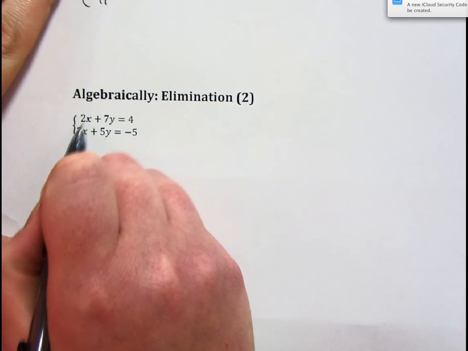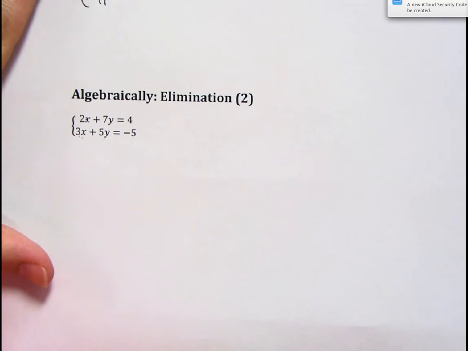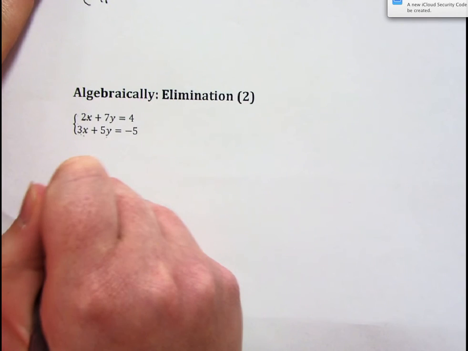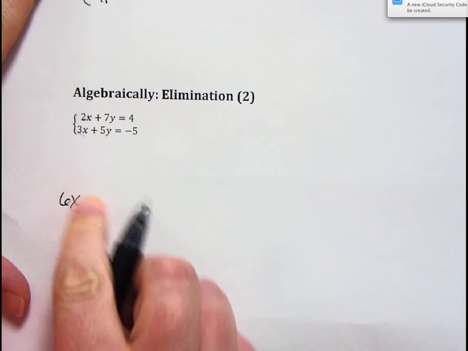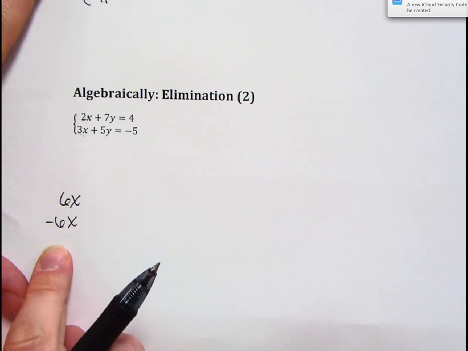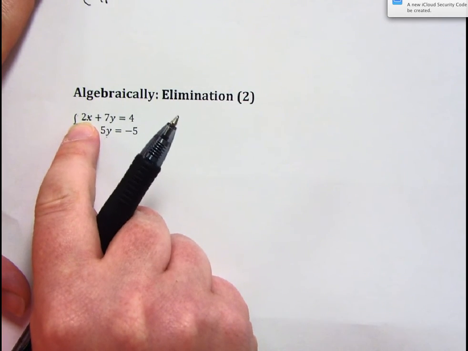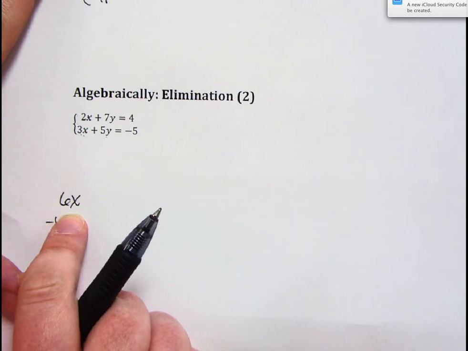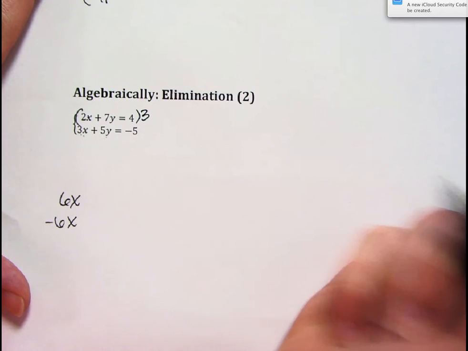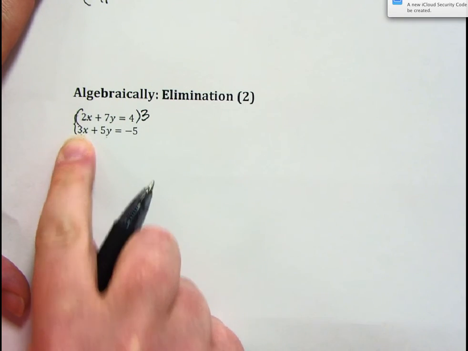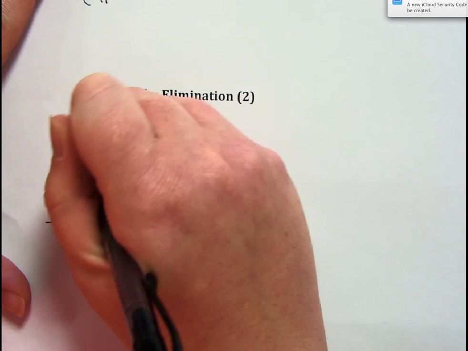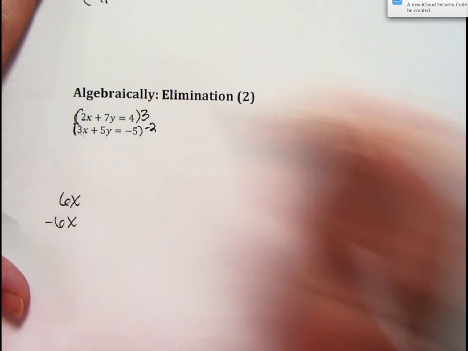So I'm going to look at 2 and 3 and say, what's the smallest number that both 2 and 3 go into? That would be 6. So the idea is I want this to be written as 6x and then a negative 6x, so that when I add them together I get 0. With the first equation, if it was 2x and I want it to be 6x, I'm going to multiply that by 3. Then we have 3x and I want it to be written as negative 6x. That means I need to multiply by negative 2.